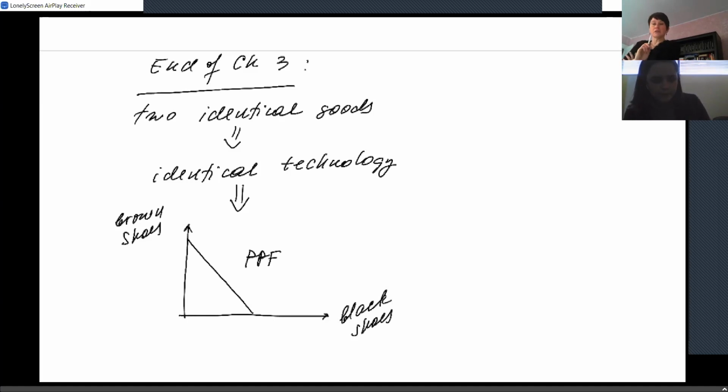Okay. We also talked about the opportunity cost. Remember, we said to gain 1 pair of brown shoes, we have to give up 1 pair of black shoes. So the gain and the loss with a straight PPF is 1 to 1. Okay. Our second example was 2 different goods, butter and milk.